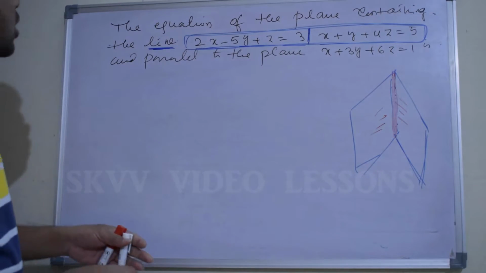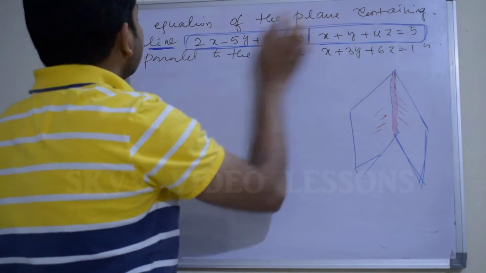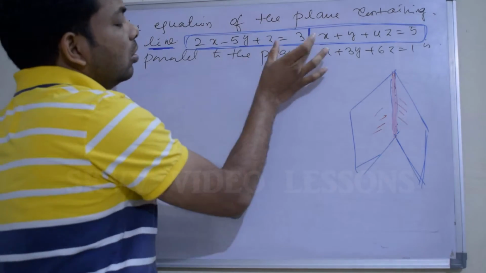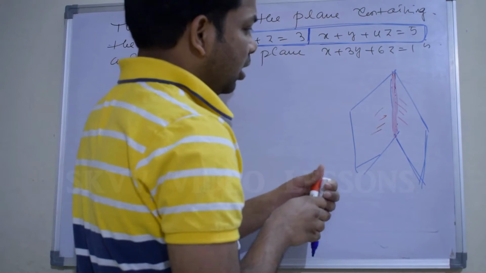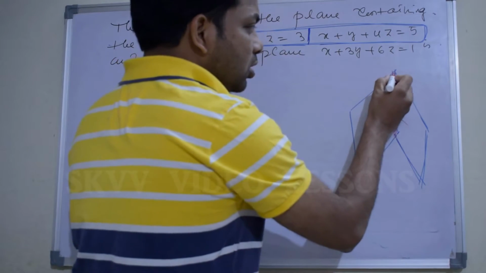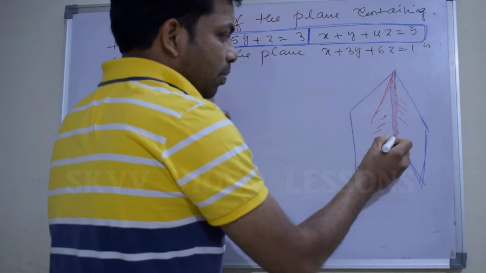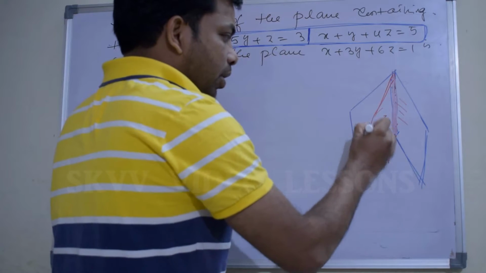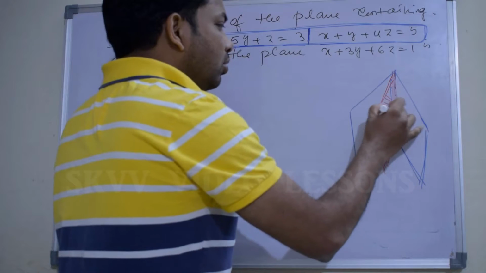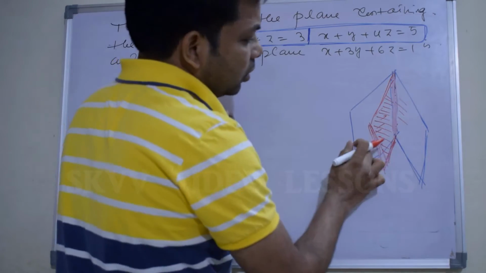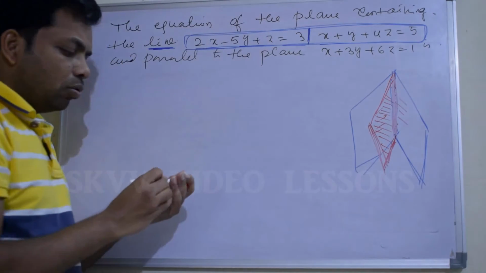Now, here it is asking for the equation of the plane containing the line. So, there is a plane which contains this line, meaning one more plane which is going through this line. For example, this is the plane, right. This is some plane which is going through what line? The line of these two planes, right. So, how to find it out?